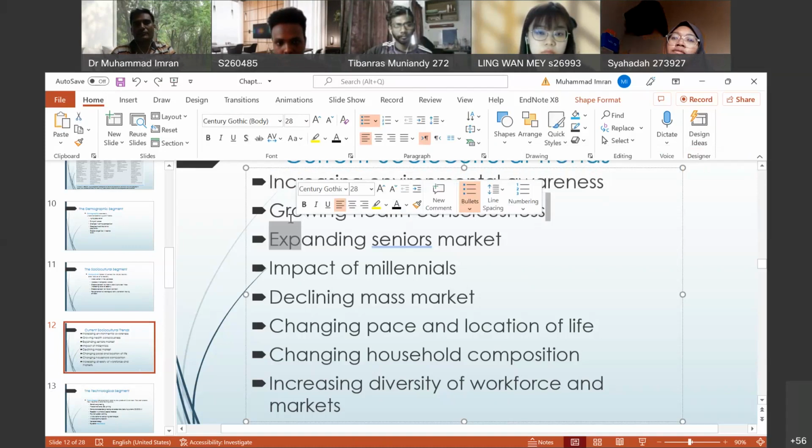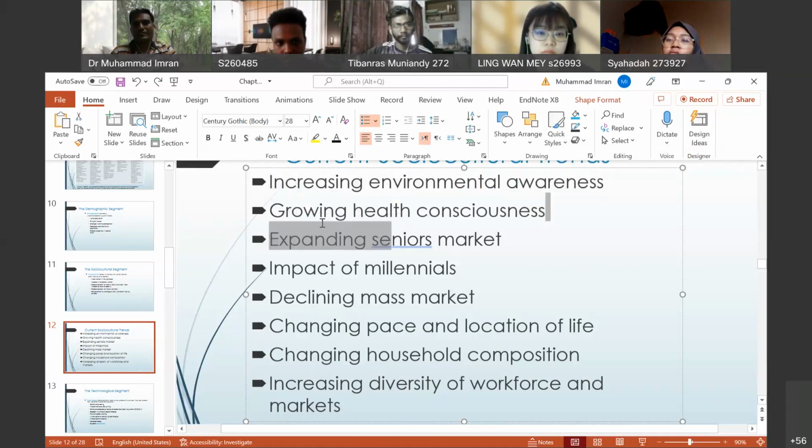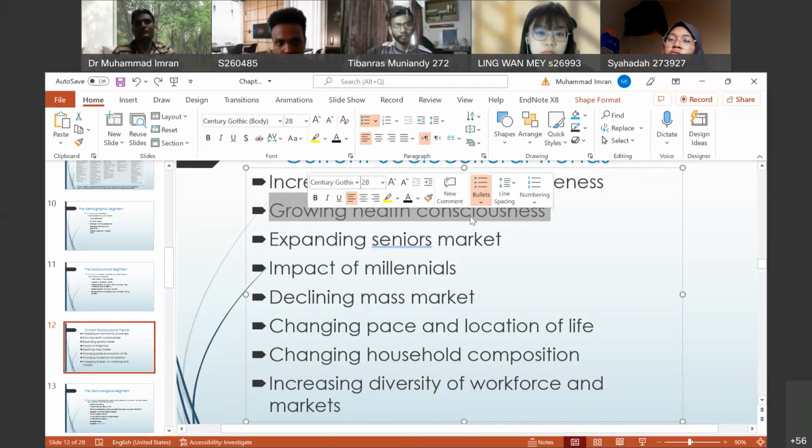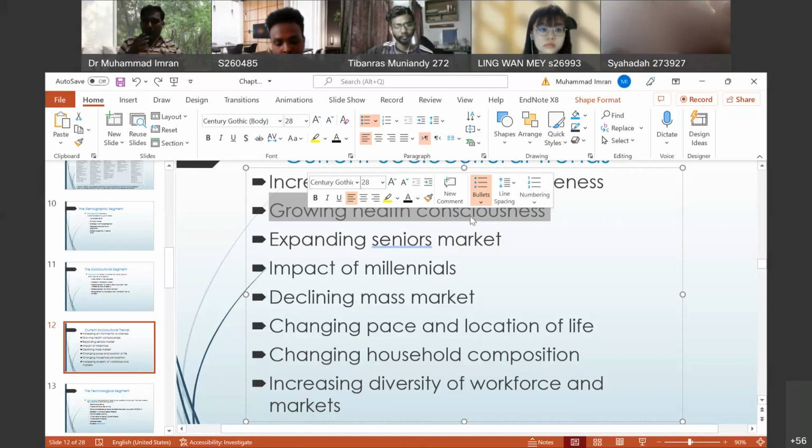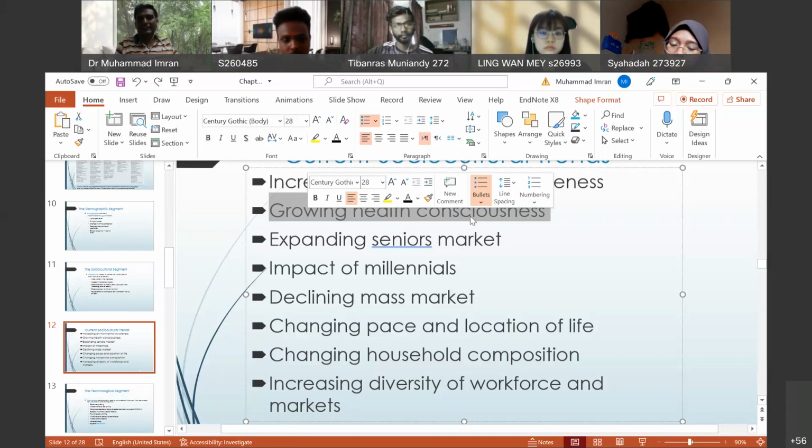One of the main factors I'm going to discuss here. What is the meaning of growing health consciousness? These days we are becoming more conscious about health, and this can affect some businesses. I'm giving you the McDonald's example. Most people, even if they like it, don't want to take fast food due to their health. Maybe this is not good for their health. This kind of thinking can affect McDonald's business.